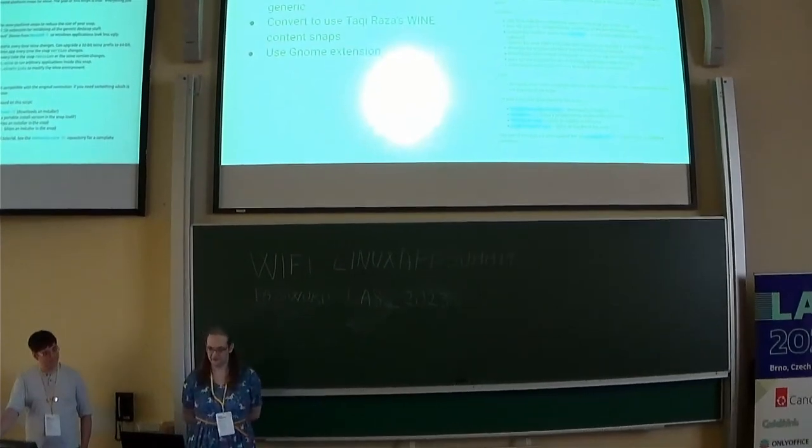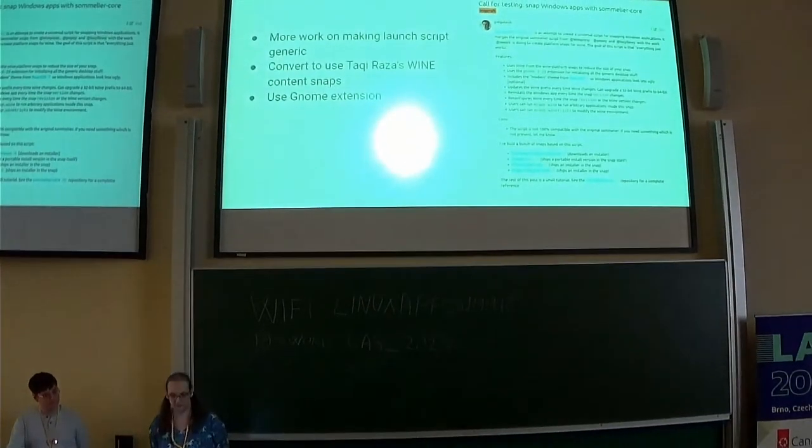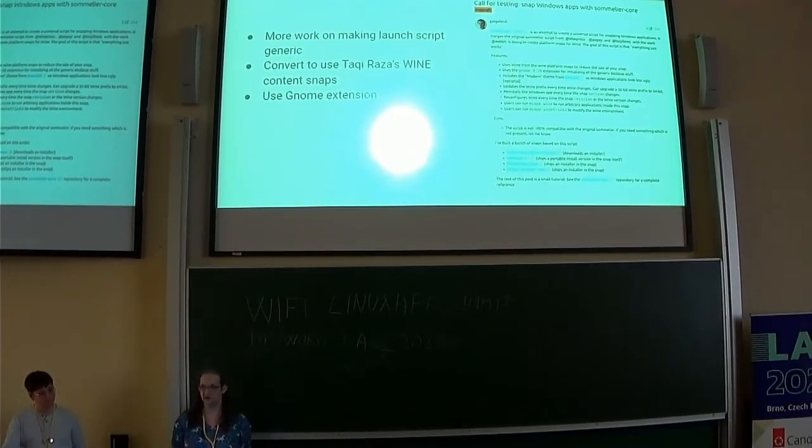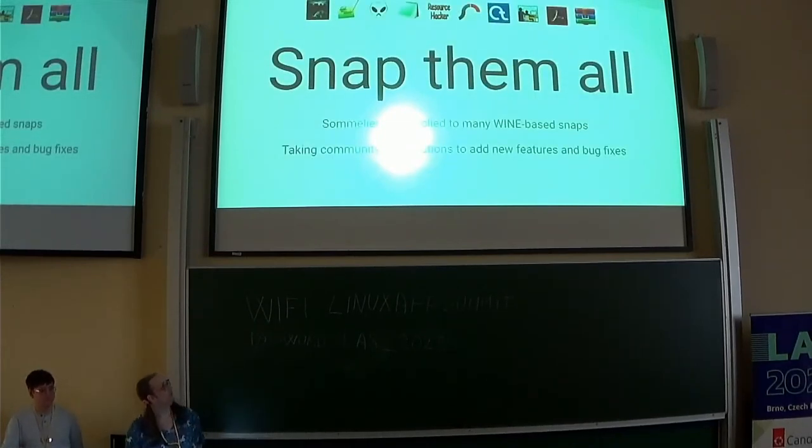Merlijn added some extra features. Merlijn helped to make the launch script much more generic. That enables us to use it in a much wider set of scenarios. And Merlijn also converted it to use the wine content snaps that Taki also produces for us. And we've also now got the GNOME extension added, again, thanks to Merlijn. So now we can snap all of them. We've got many wine snaps, as Merlijn has already alluded to, and we're taking community contributions to add new features and bug fixes. So if you want to help out, then please do.